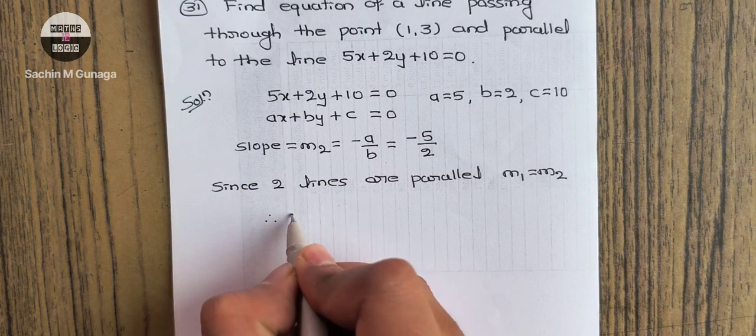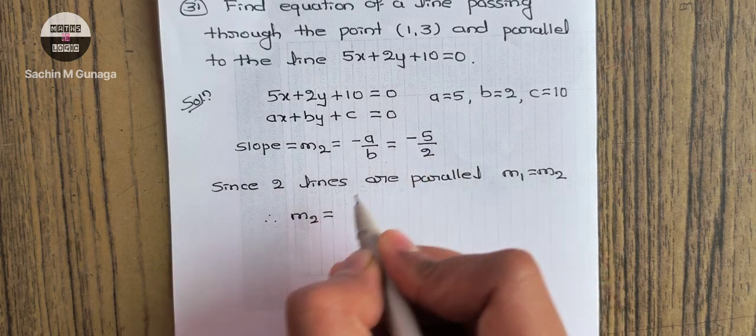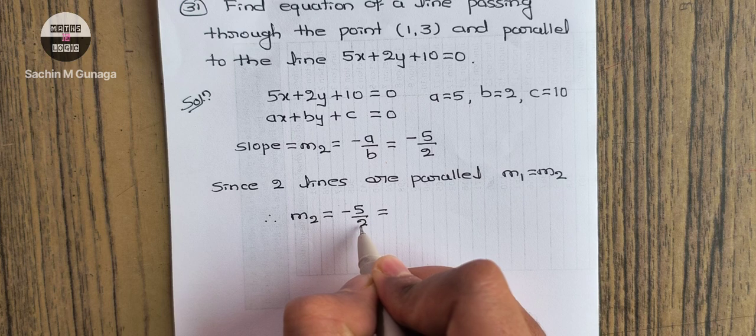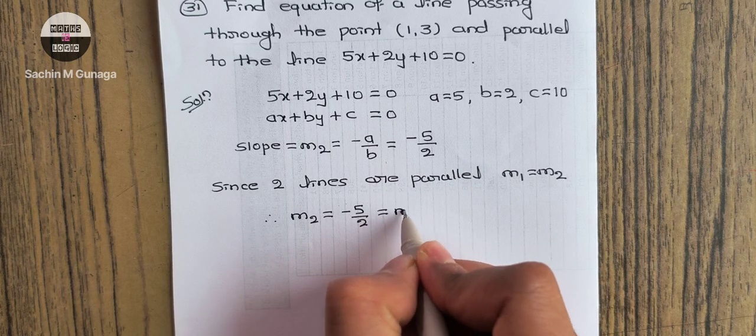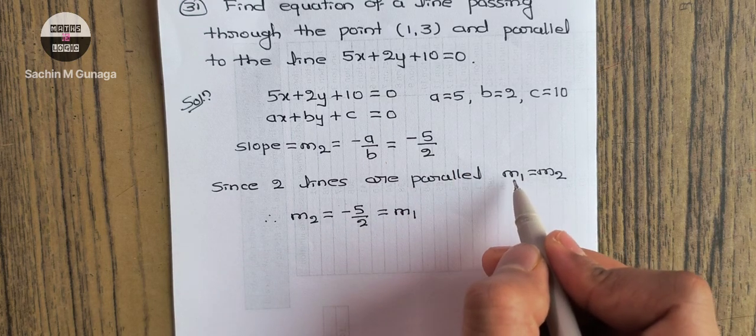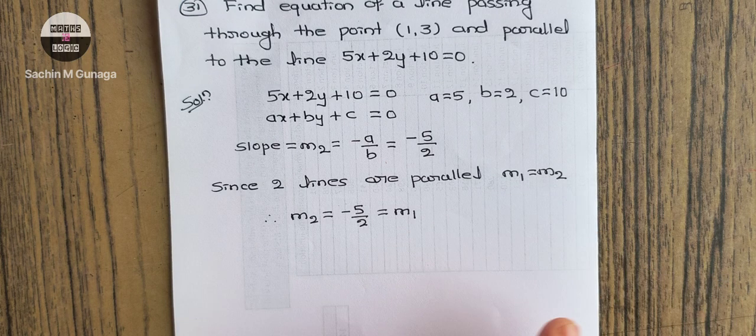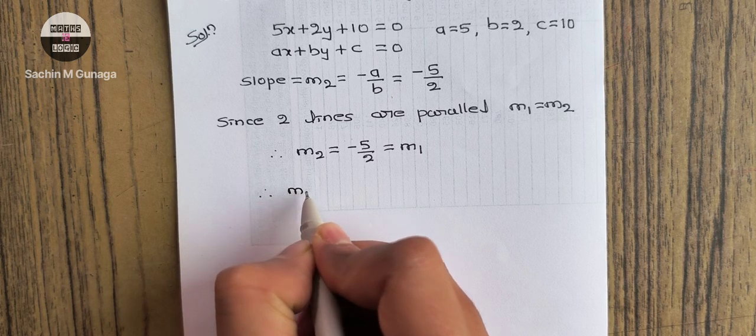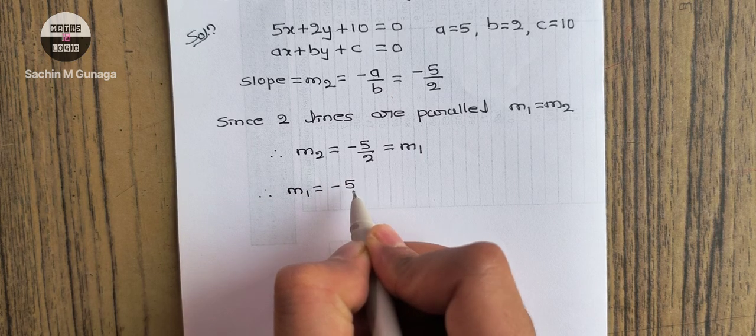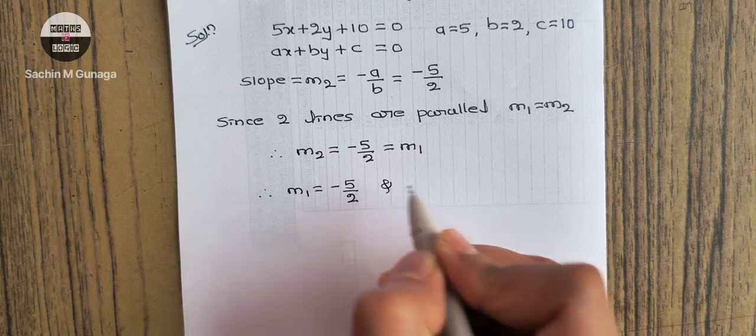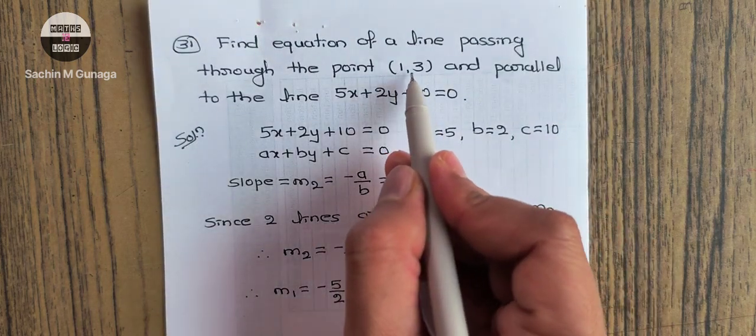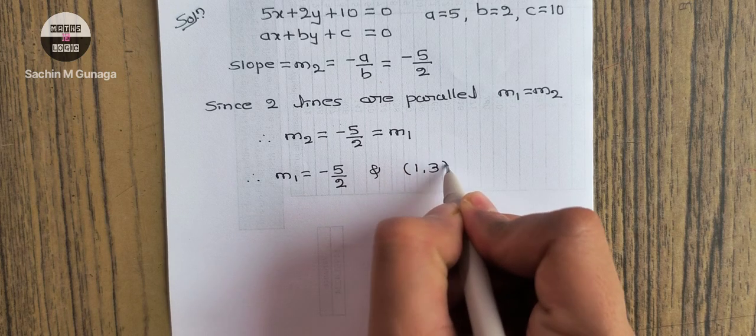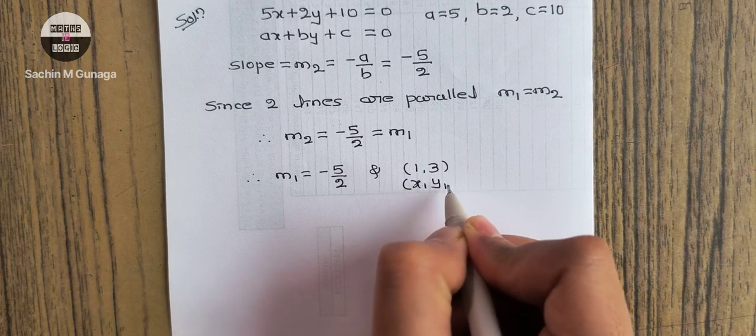Therefore we got the m2 value. What is the m2 value here? Minus 5 by 2. So this minus 5 divided by 2 becomes the m1 value, because in parallel lines both m1 and m2 are always equal. So after getting the m1 value, m1 is equal to minus 5 divided by 2, and already one point is given. So what is that point? 1 comma 3. So right here 1 comma 3, this we will consider as x1, y1.